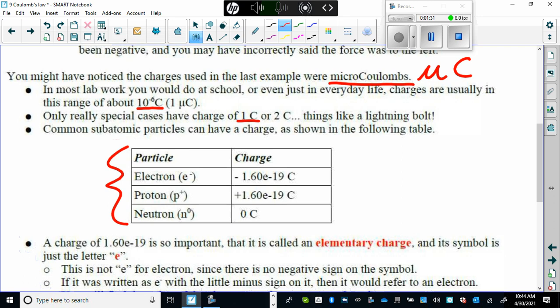A proton has the same charge, but it's opposite. And of course, a neutron has no charge. And in a later physics lesson, we're going to go over how these numbers were determined by Robert Millikan, another outstanding physicist, and he devised a brilliant way of finding out what the charge on a single electron was.